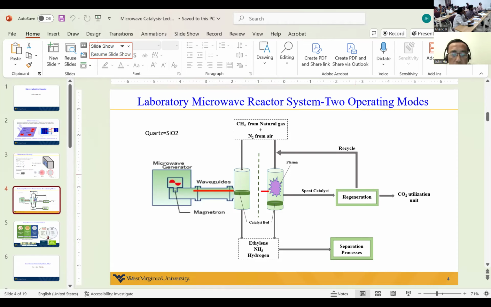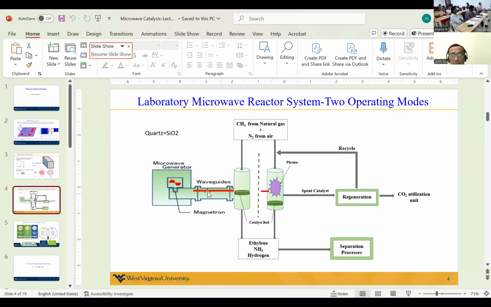Okay, let's begin. So in the microwave-only scenario, this is a microwave absorber, all right? You can heat it. Once you heat it with microwave, the methane and nitrogen can react. That's clear, all right? You understand what I'm saying?